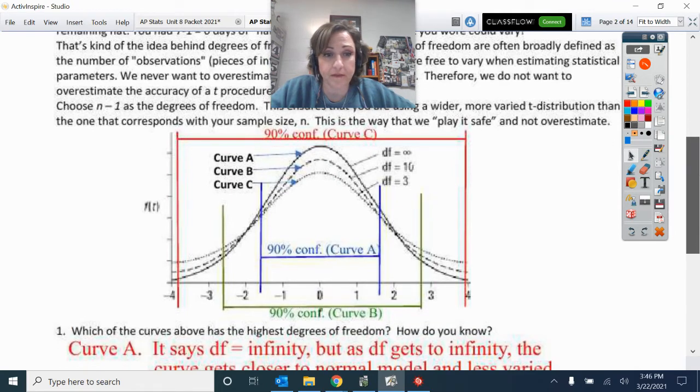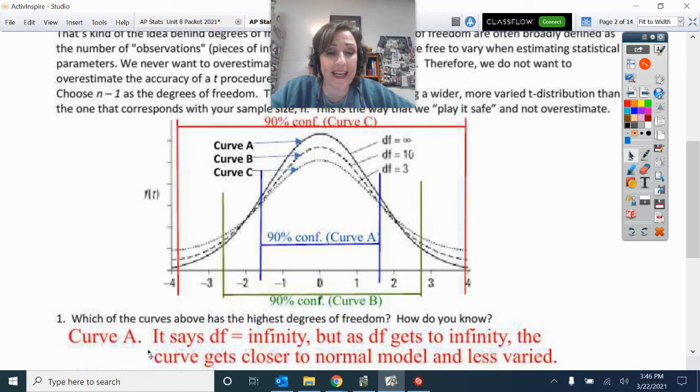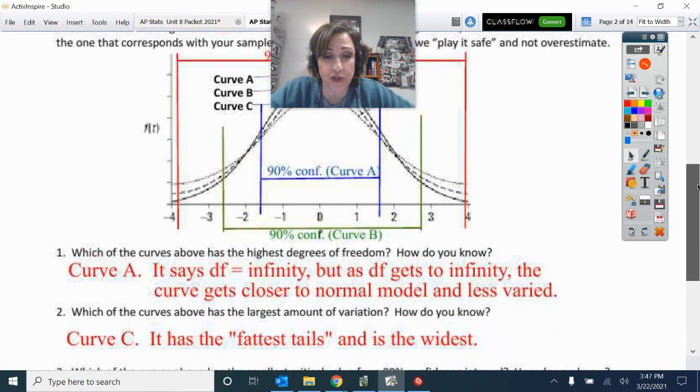So, of course, curve A says that the degrees of freedom is infinity. So, of course, that has the highest degrees of freedom. But even if we did not have that shown to us, we would be able to tell it's curve A, because that one is the narrowest and skinniest and most closely clustered around the center, with the tightest standard deviation, closest to the normal model. And so that's why it would be the least varied one, with the highest degrees of freedom.